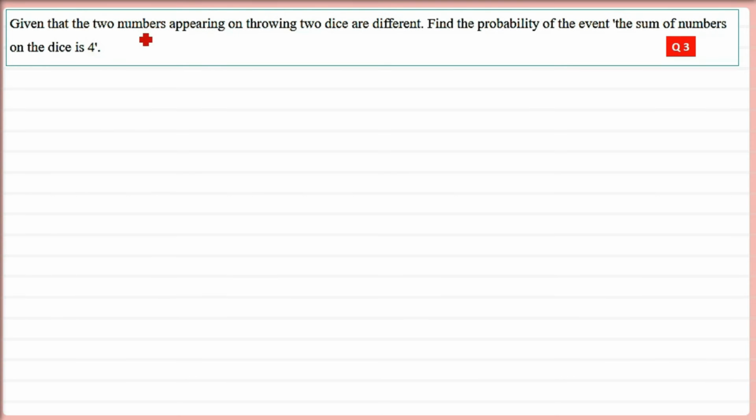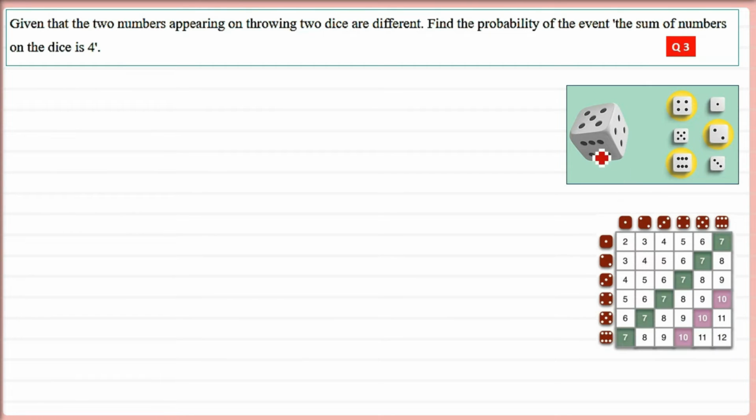Given that the two numbers appearing on throwing two dice are different, find the probability of the event the sum of numbers on the dice is 4. Now here is a dice. Let me tell you about this. So there are two numbers appearing on throwing two dice. So they are different dice, two dice. So there are 36 combinations that are possible. And we have to find the probability of the event, the sum of numbers on the dice is 4.